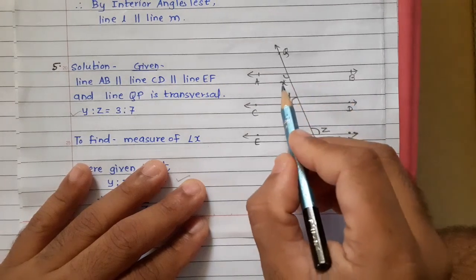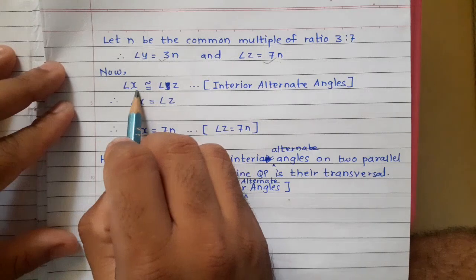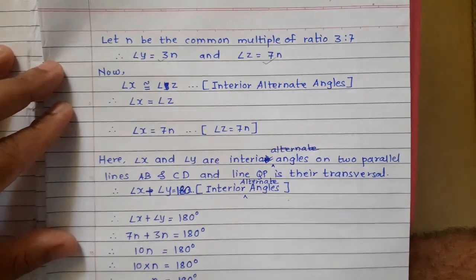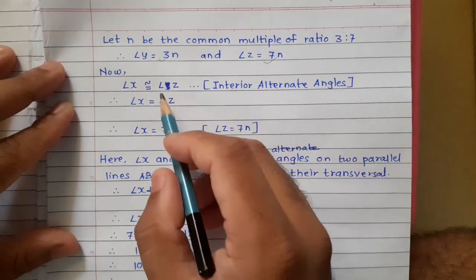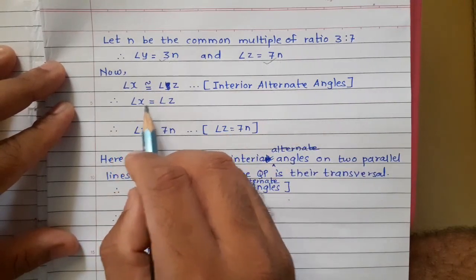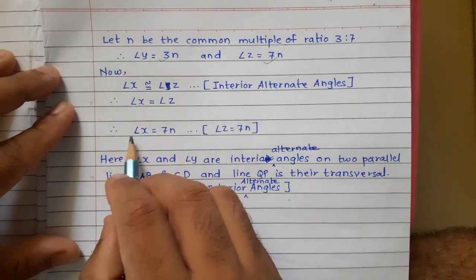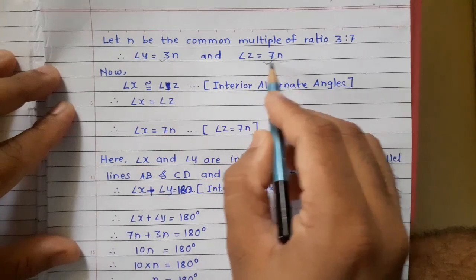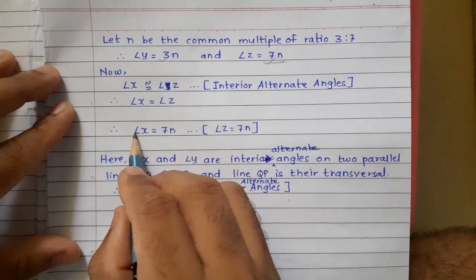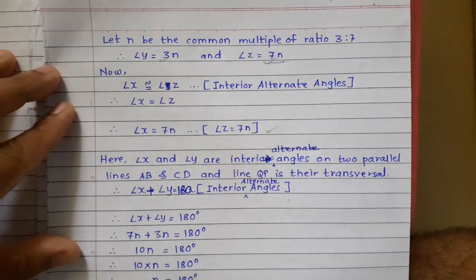Therefore we can write angle X is equal to angle Z. Angle X is congruent with angle Z. Reason: interior alternate angles, so they are congruent. Then we can write angle X is equal to 7n, because angle Z is 7n. So angle X is equal to 7n. Reason is angle Z is equal to 7n.